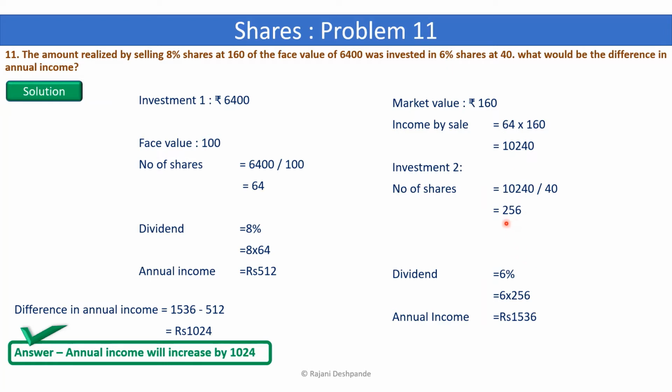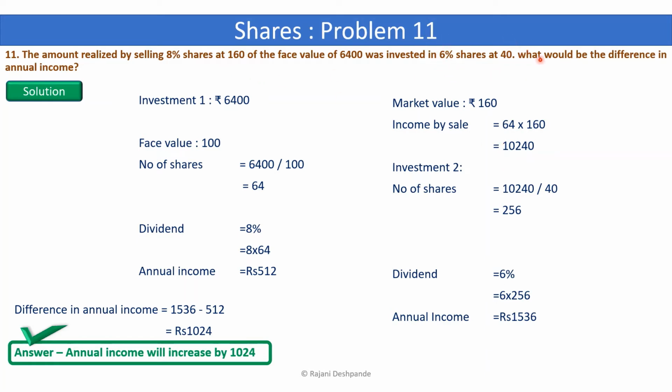So again, the dividend is always paid on the face value. So the face value of the shares is 100 rupees. So we get 6 rupees dividend. And the number of shares we have is 256. So 6 into 256, you will get rupees 1536.